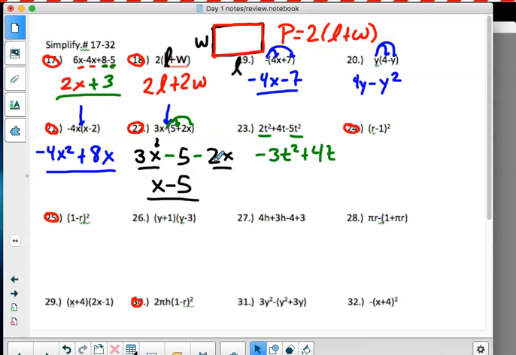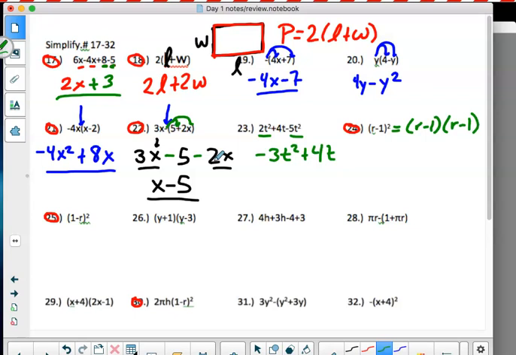Now in 24, I've got a binomial squared. Binomial is a two-term value. I got r minus 1. Now, I'm not sure if you remember FOIL. This r minus 1 squared is the same as this.